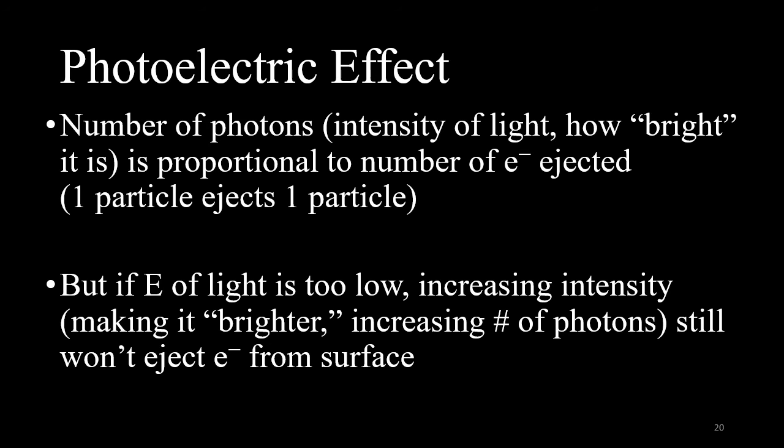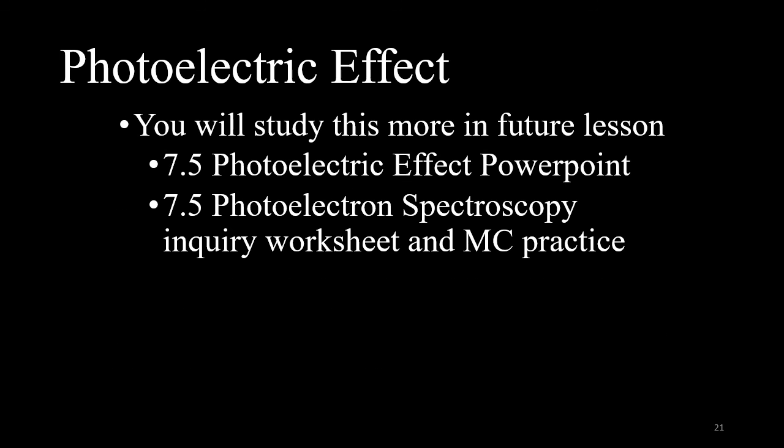But if the energy of light is too low, then increasing the brightness or the intensity still won't eject the electrons from the surface. You have to have enough energy coming in, and that's to do with the energy of that one photon, that particle. It has to have enough energy to bounce that electron out. So again, you're going to study this in future lessons. You've got a lot of stuff coming up, so don't worry about the details of it right now.